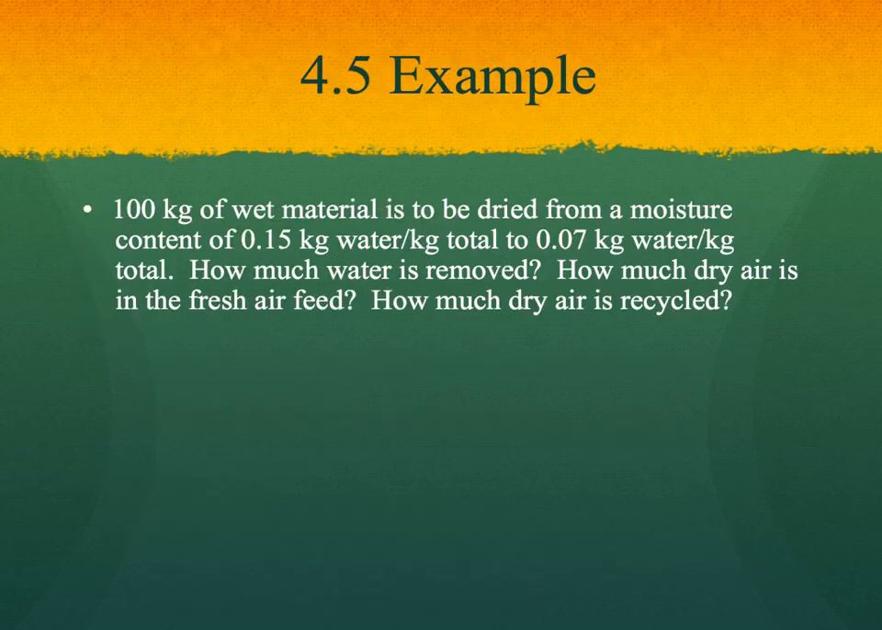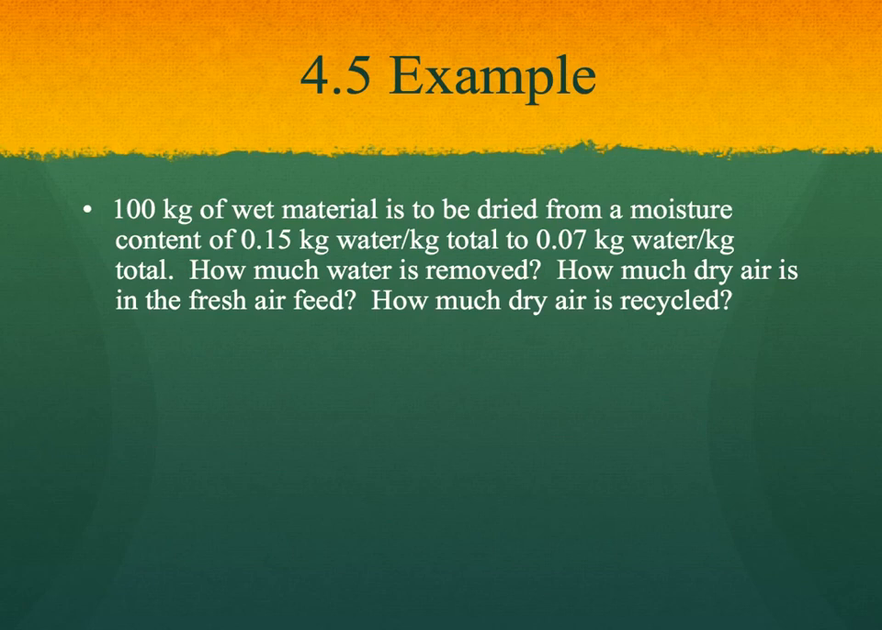So I want to just talk briefly about an example. So this is the words for the problem. I'll get to the picture in a moment. In this example, which we're going to be working in the next video, I have 100 kilograms of a wet material. So maybe you did your laundry, and it's wanting to be dried from a moisture content of 15% water to 7% water. So we want to figure out how much water is going to be removed. We want to figure out how much dry air needs to be fed in, and then how much dry air is going to be recycled.